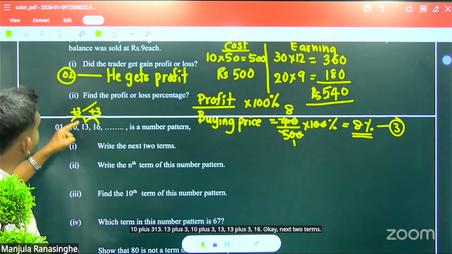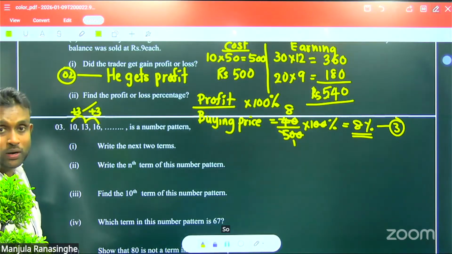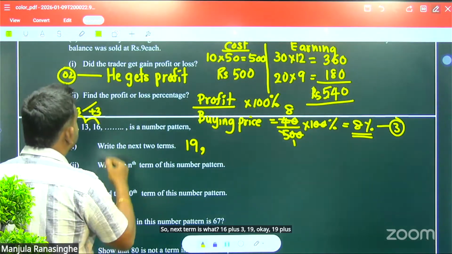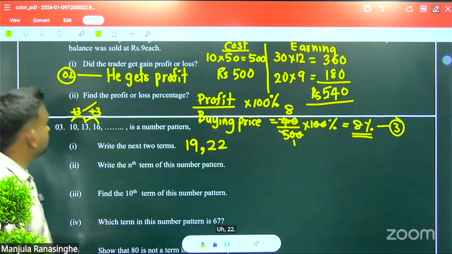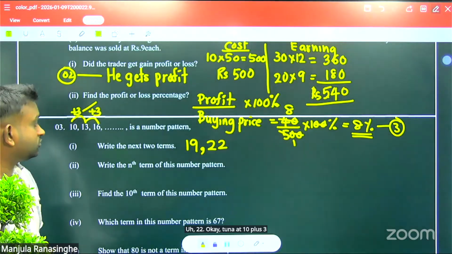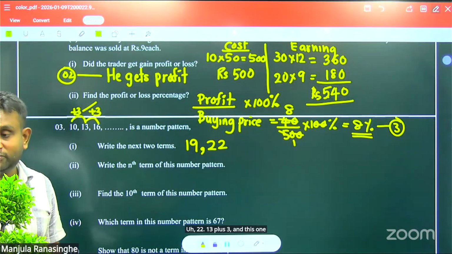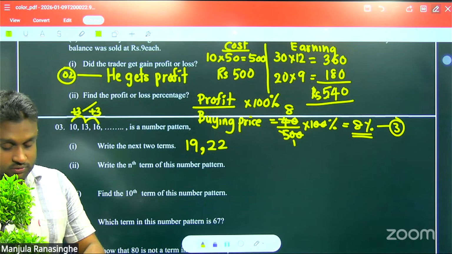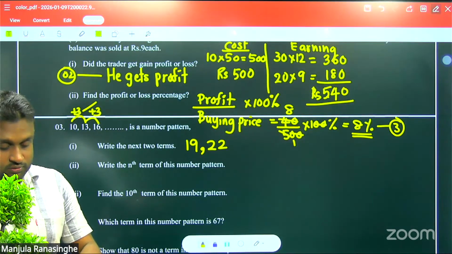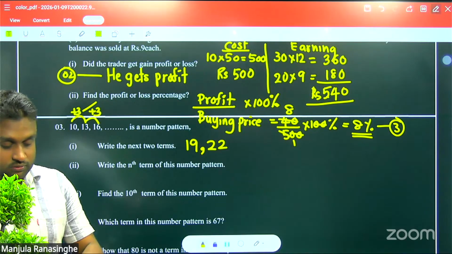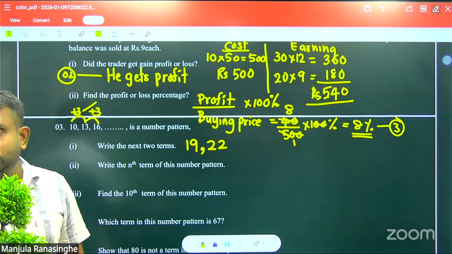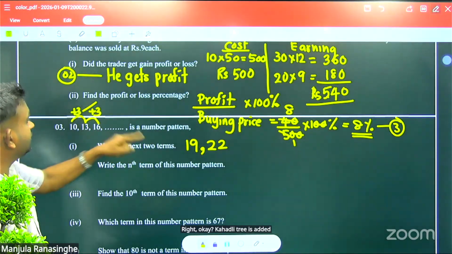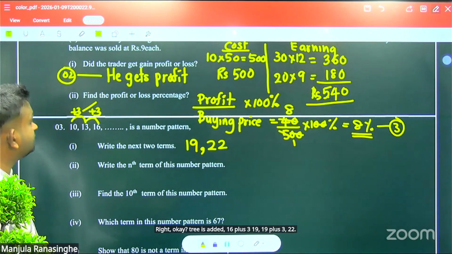So 3 is added each time. So what is the next term? 16 plus 3 is 19. 19 plus 3 is 22. Okay, 3 is added each time: 10 plus 3, 13 plus 3. 3 is the common difference. You identify it. Is that clear? 3 is added: 16 plus 3 is 19, 19 plus 3 is 22.